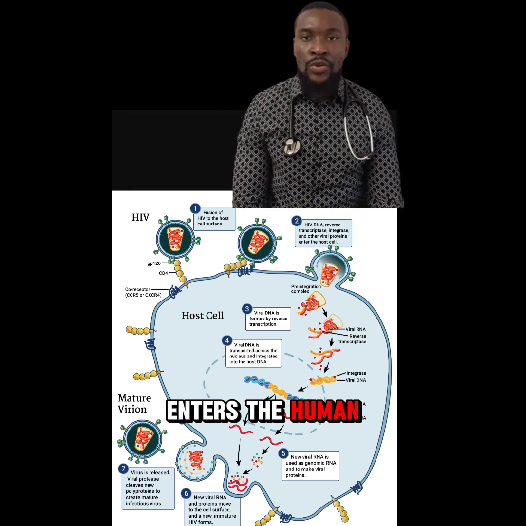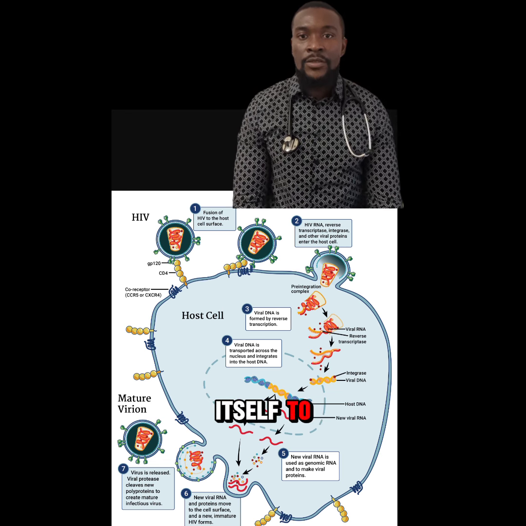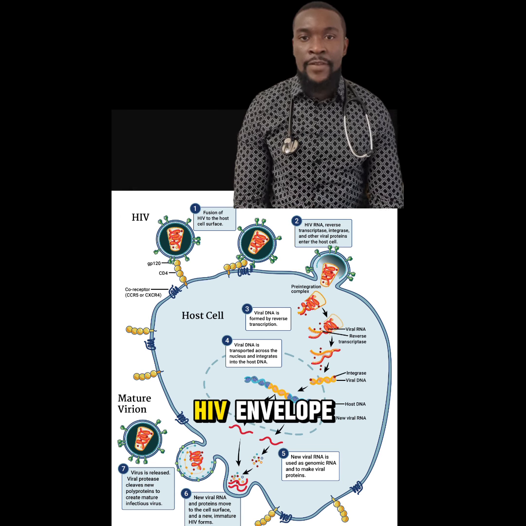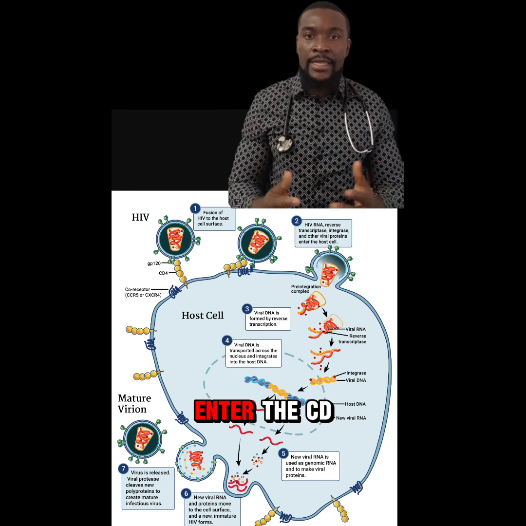When HIV enters the human body, it finds the cell with CD4 receptors and attaches itself to these CD4 receptors. With the help of the GP120 that is located on the HIV envelope, these then fuse or join together to allow HIV to enter the CD4 cell.